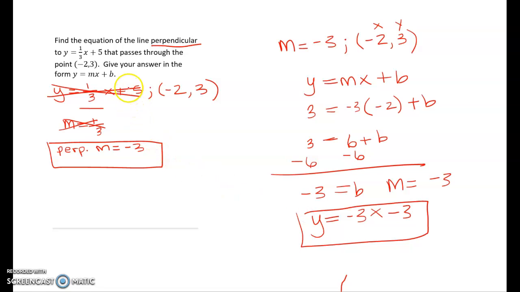So again, remember, the only thing you're getting from this line that they give you is the slope. You're not doing anything with that y-intercept. So just cross that line out as soon as you're done so you remember not to use anything else besides the slope.